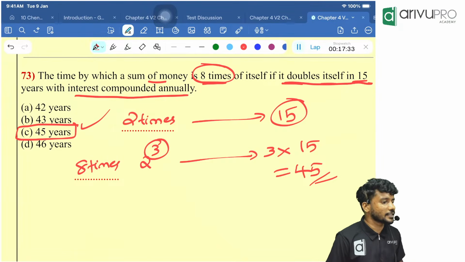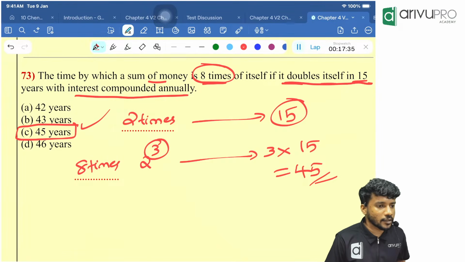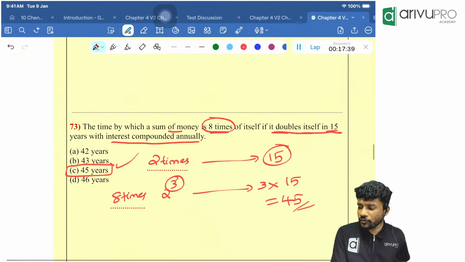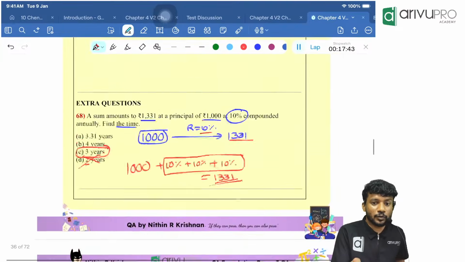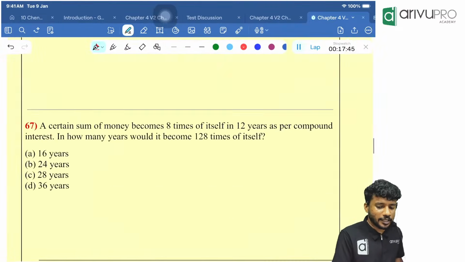Clear? That's how you do it. Yes, Logesh, got it? Yes. Then the final question before the break, can I take you to the second last question? One more question we'll do. 2 questions we'll do, so that I can also have a break.